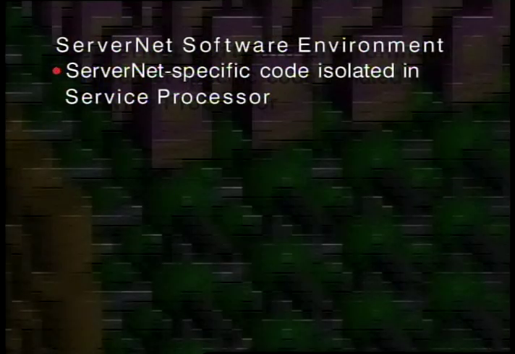The software environment for ServerNet is very dependent on the particular operating system that's running. However, we won't have time in this presentation to go into the details of each of these different environments. Our philosophy has been to take the ServerNet specific code, for instance for configuring the network and maintaining the network, and to isolate that code in a service processor so that as we change operating systems, we don't need to port the code every time.